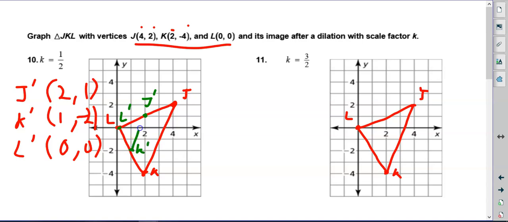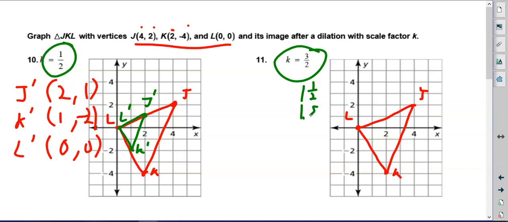That's my K prime. And there is my little triangle there. It is half the size of the other one, and it's shrunk, kind of coming into the origin. Now in this one, notice 3/2 is really 1.5. So, or 1.5. We are getting bigger.